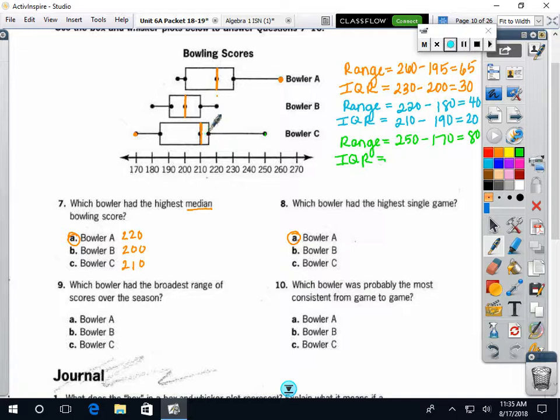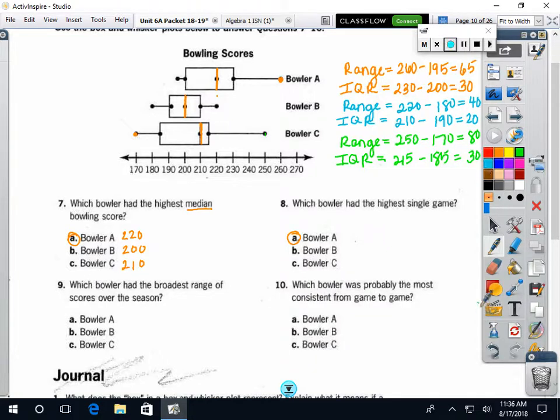his quartile 3, which is at 215. Oops, I don't know why I wrote dash. And then his lowest quartile, quartile 1, was at 185, and so his interquartile range is 30.